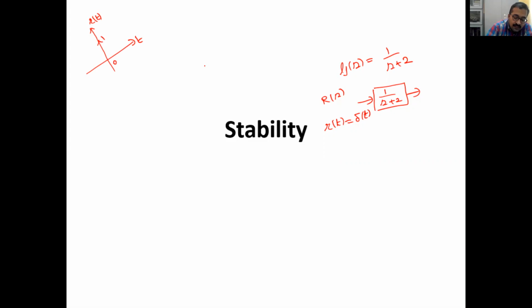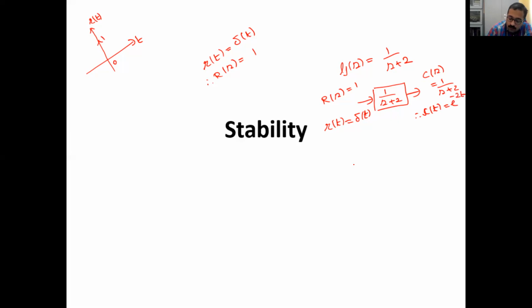Delta of t is the normal notation used to indicate an impulse input. What will be R of s? When you take the Laplace transform, it will be equal to 1. So my R of s must be 1. What is my output C of s? C of s will be the same as 1 by s plus 2. So what will be C of t? C of t will be e raised to minus 2t.